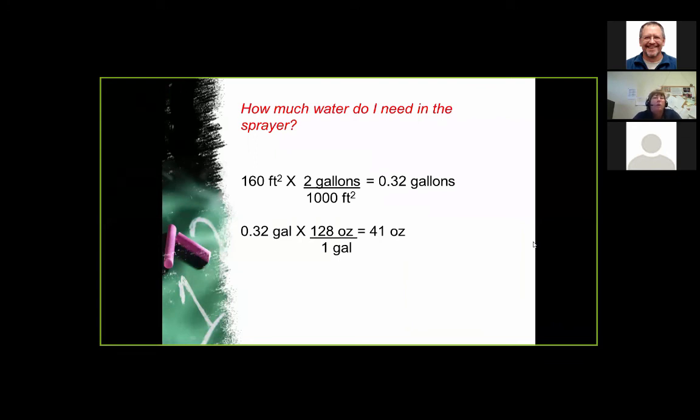So how much water do I need in the sprayer? We can use the same kind of math to figure that out. So we know we're back to 160 square feet, 2 gallons per 1,000 square feet. Our square feet units cancel out and gives us gallons. All right, I don't really want to measure 0.32 gallons. I want to measure this in ounces. So I'm going to use this conversion factor of 128 ounces per gallon. My gallons cancel out by multiplying this way, and I get my answer. I need 41 ounces of water for that small application.